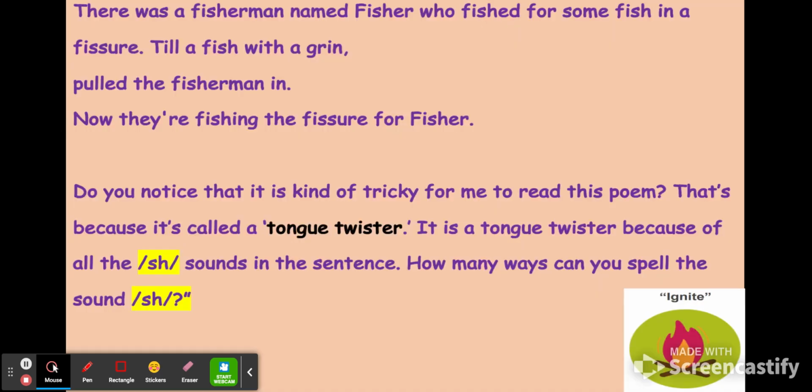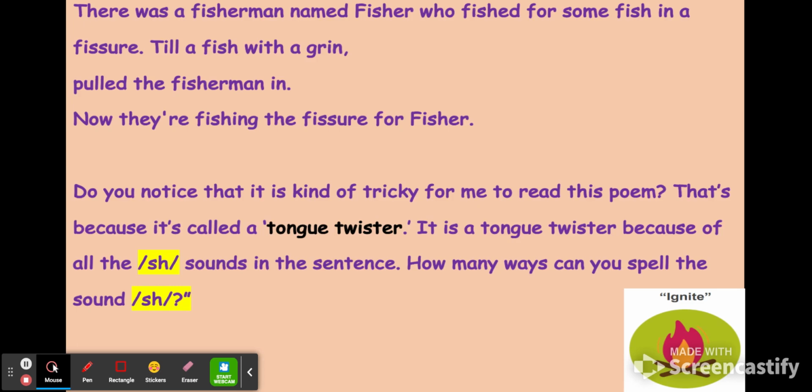I'm going to read this poem. Are you ready? And it goes like this. There was a fisherman named Fisher who fished for some fish in a fisher, till a fish with a grin pulled the fisherman in. Now they're fishing the fisher for Fisher.